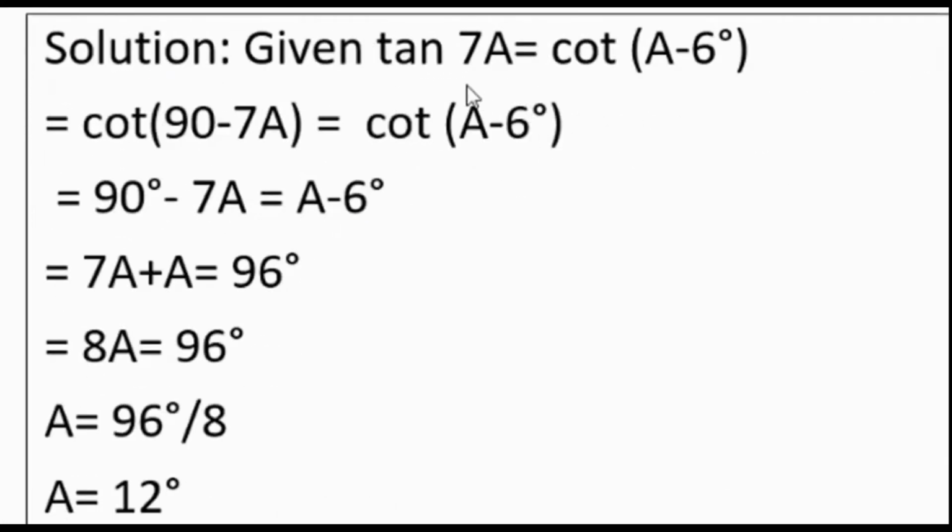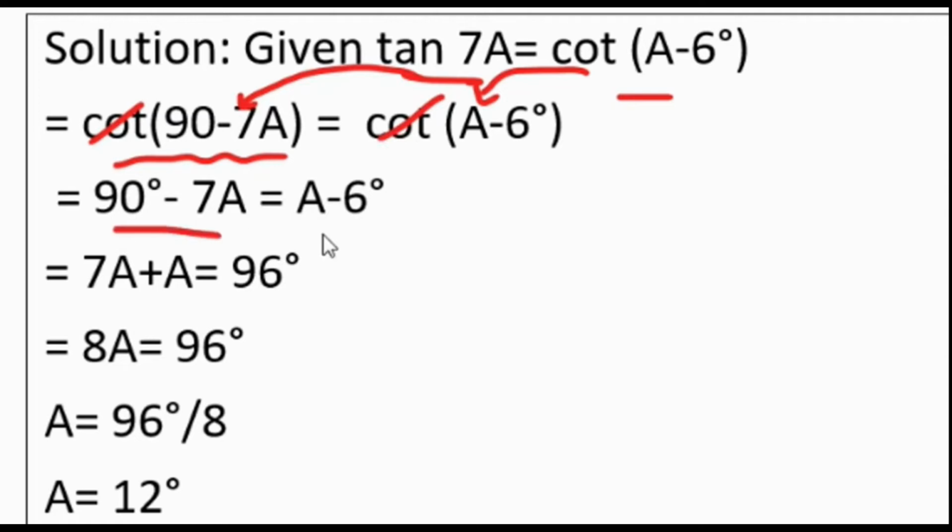If tan 7a is equal to cot a minus 6, then find the value of a. Tan 7a can be represented as cot 90 minus 7a because this is a complementary angle. So tan 7a and cot 90 minus 7a are one and the same. Replacing the right hand side as it is, cot a minus 6. So cot will be cancelled on either side. 90 minus 7a is equal to a minus 6. We'll take a terms and numbers to one side. 8a is equal to 96. A will be 12 degrees.